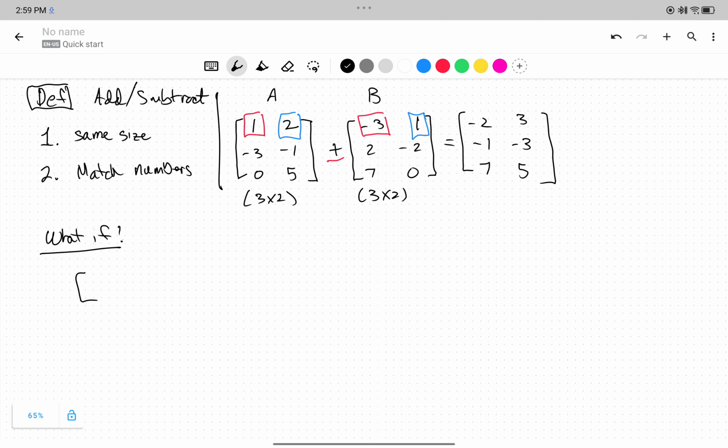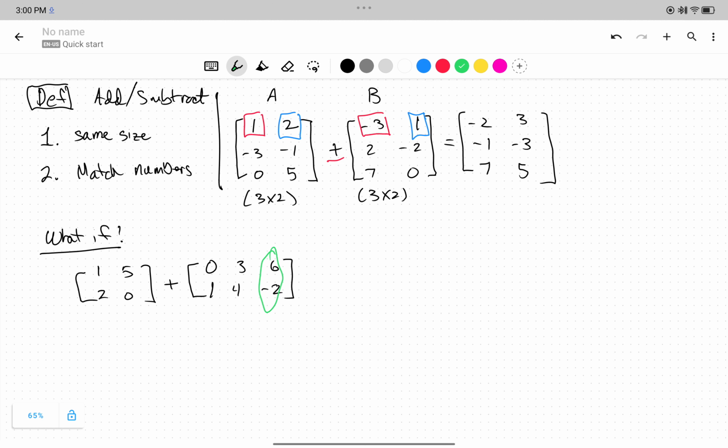So this one is gonna be 1, 5, 2, 0. And I'm gonna try to add it with 0, 3, 6, 1, 4, -2. Well, it turns out that everything matches up nicely except these are extras. So nothing is gonna match up with those.